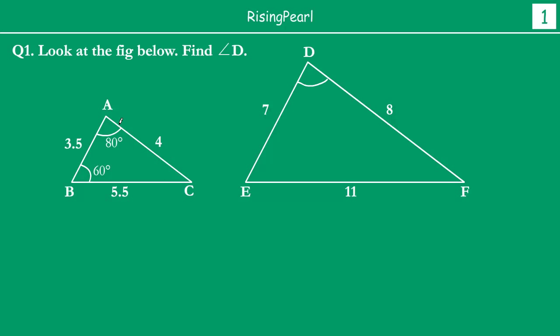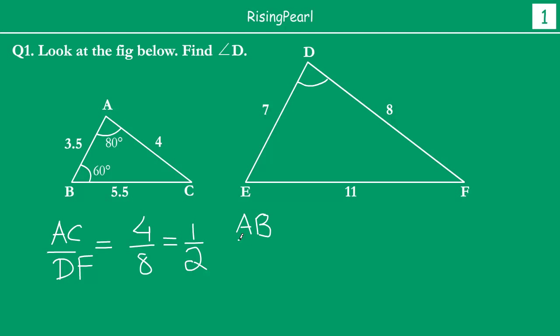So here let's take AC by DF. If you take these two, you have 4 by 8, which is equal to 1 by 2. Now let's take a look at AB by DE. AB is given as 3.5 and DE is given as 7. This is again 1 by 2.